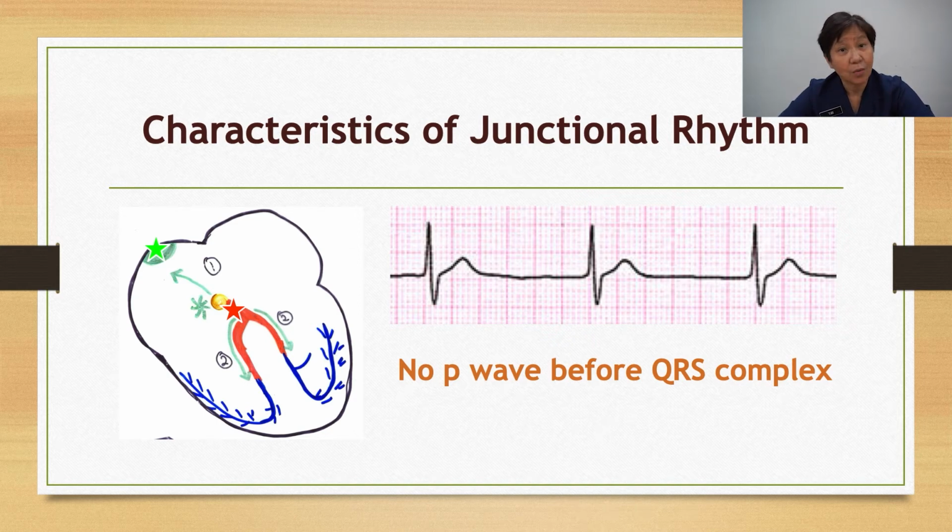Three patterns, okay? One is inverted P before your QRS. Second one is inverted P after your QRS. And the third one is no P at all in front of or after your QRS. Okay, these are the three characteristics of the junctional rhythm.